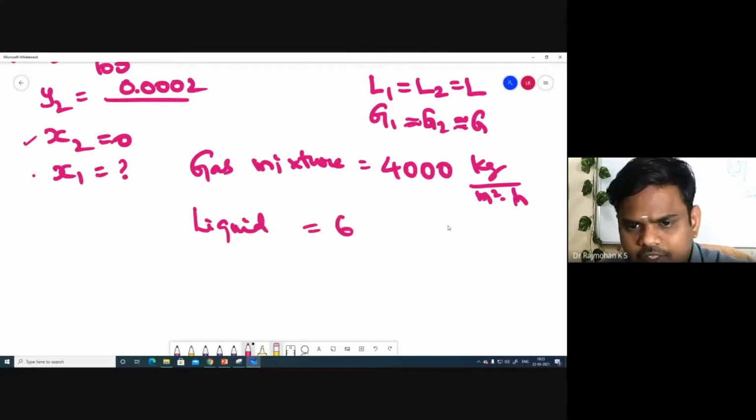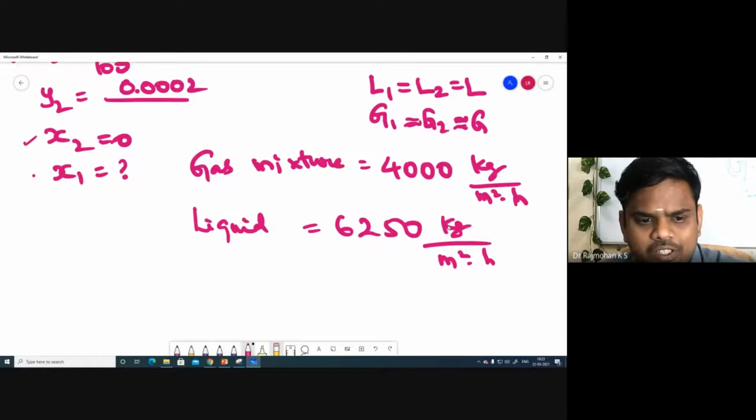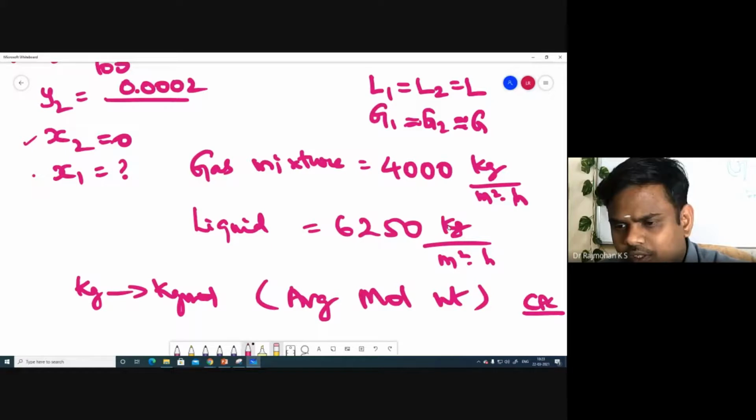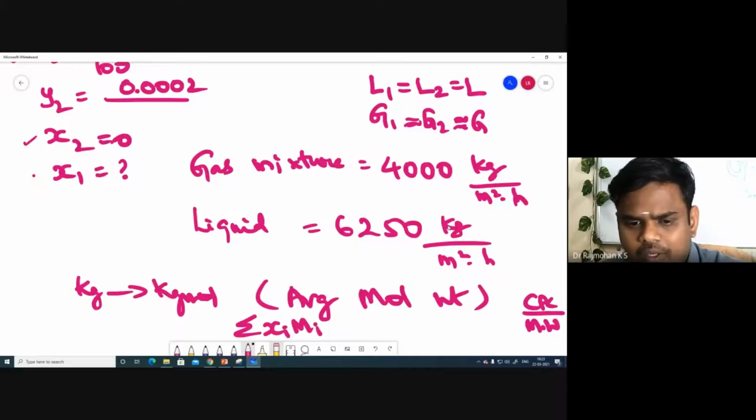Liquid flow rate is given as 6250 kg per meter square hour. For the gas mixture, how do we convert kg to kg mole? We have to make use of the average molecular weight concept that you have learned in the CPC course. What is average molecular weight? Average molecular weight is the summation of xi Mi.